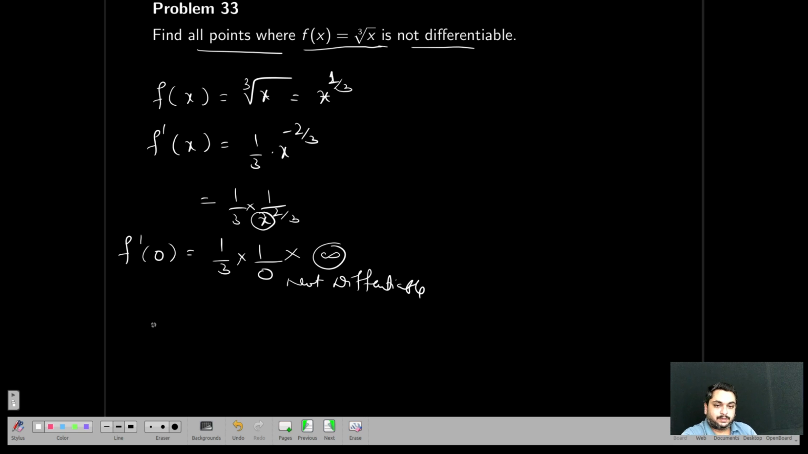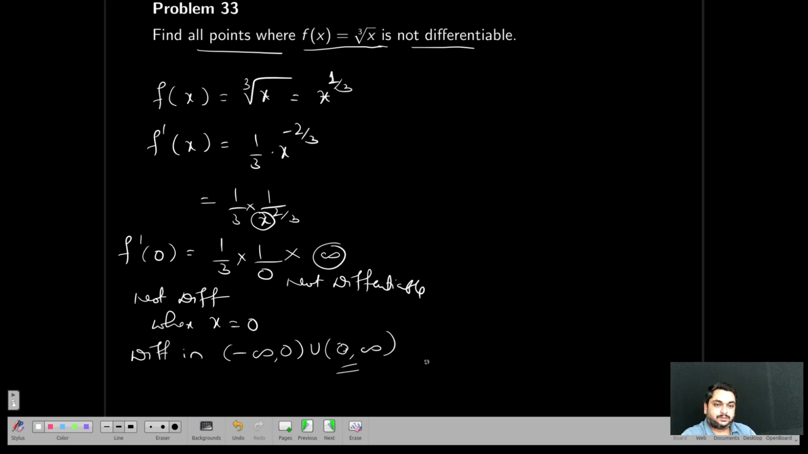So that means x is not differentiable when x equal to 0. So it is differentiable in the interval minus infinity to 0, 0 not included because it's an open interval, union, again 0 not included, to positive infinity. So this is differentiable in these intervals and not differentiable at x equal to 0.